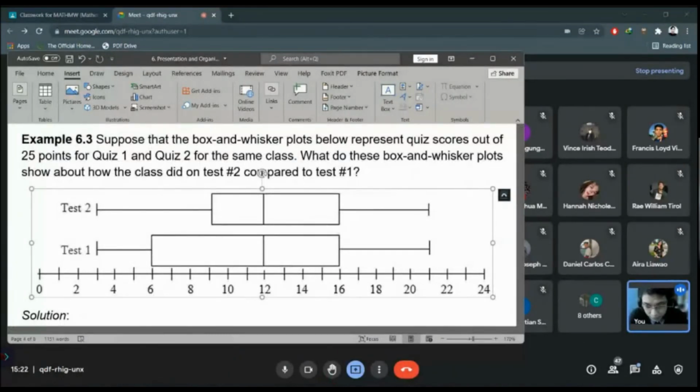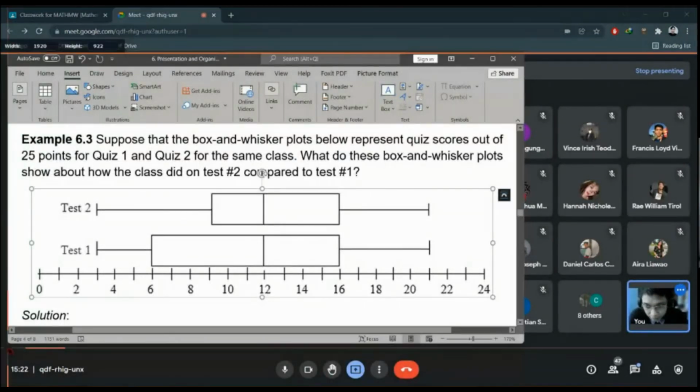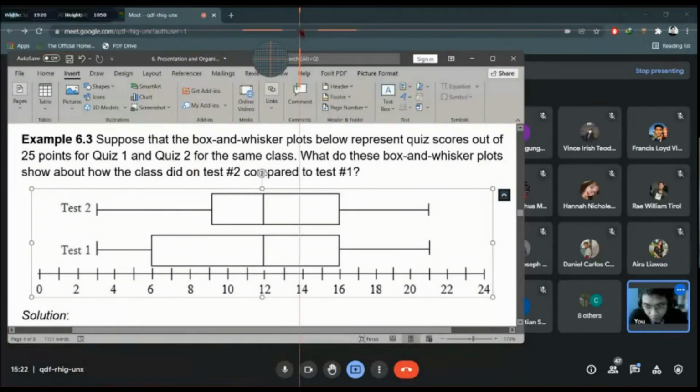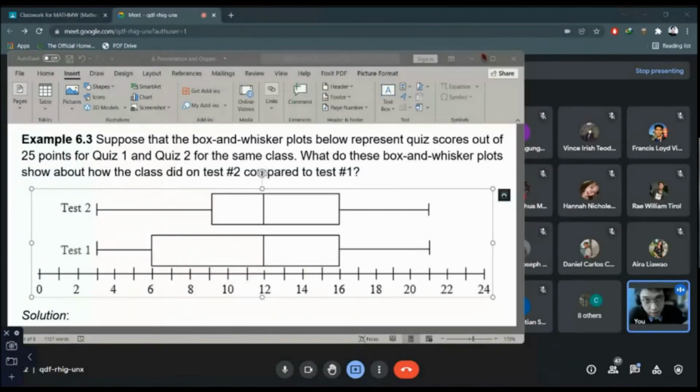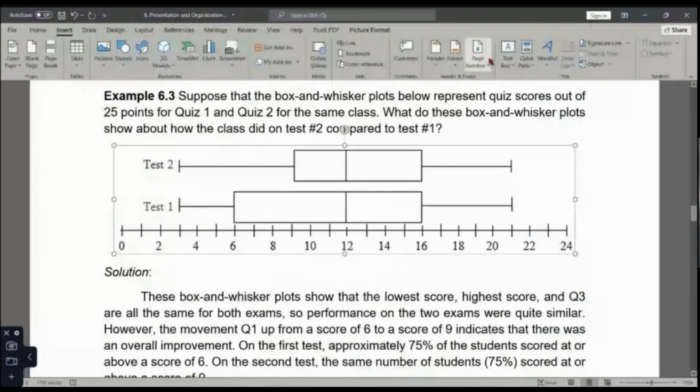What happened? We have the same proportion. Sa test number 2, there are 75 or 75% got 9 and above. Diba? Nasa first quartile din si number 9. Yun nga lang, ibang test na siya. Makita nyo? This is still our first quartile, specifically for test number 2. This is our first quartile in test number 1.